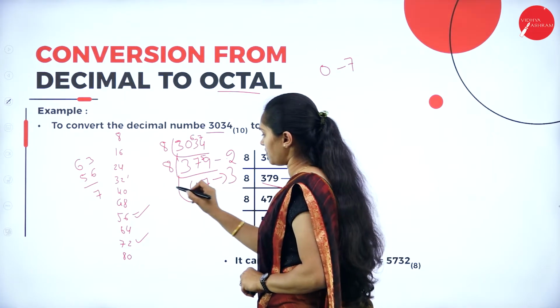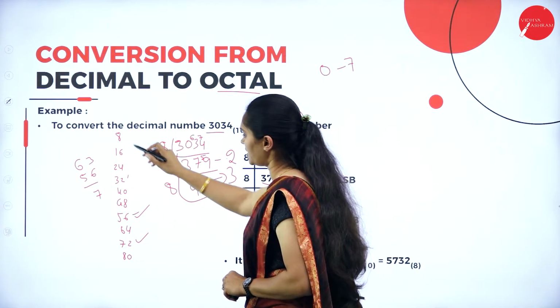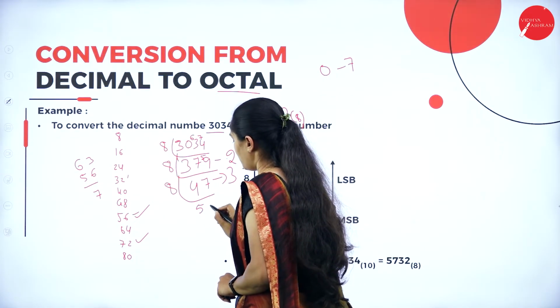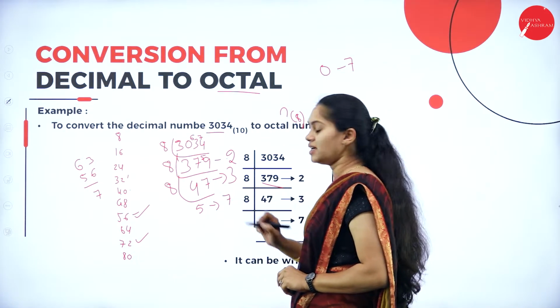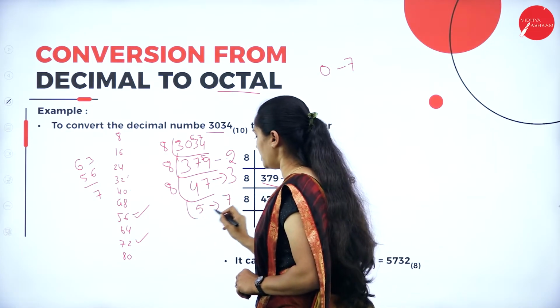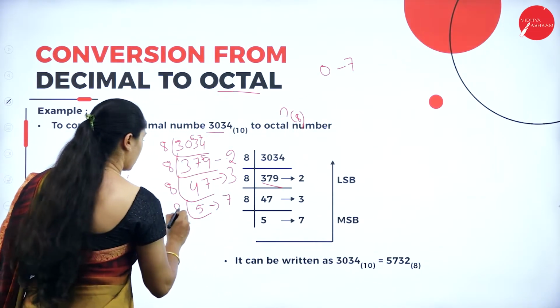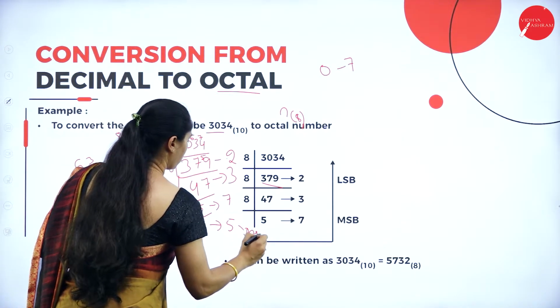We have a 47. Again I need to divide it by 8. So for this I need to go with 8 5s 40. The remainder will be how much? 47 minus 40 will be, the remainder is 7. We can't divide 5 by 8. So I will take 8 zeros are 0 and the remainder is 5. This will be my MSB or most significant bit.